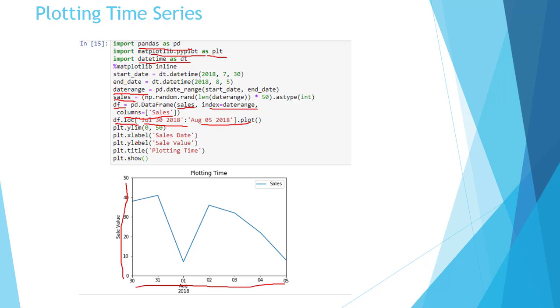Now to specify the label to the x and y axis, we have called the method plt.xlabel for the cells date and plt.ylabel for the cells value, and we have given the title as the plotting time, and then at last we have called the plt.show. So in this way we can plot our time series data using the matplotlib.